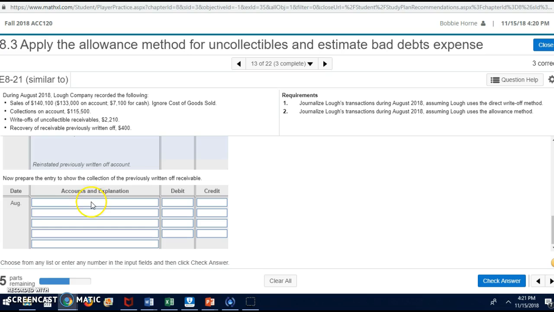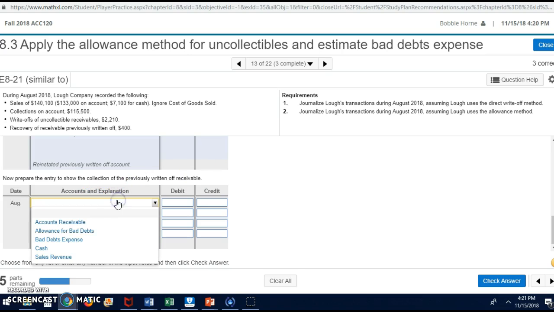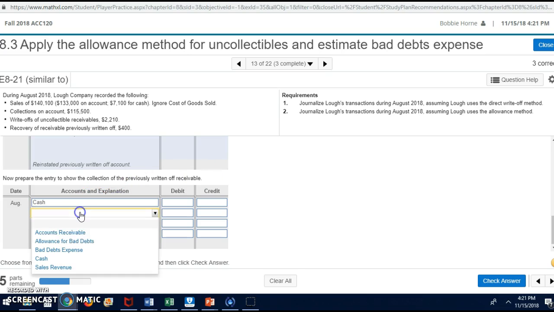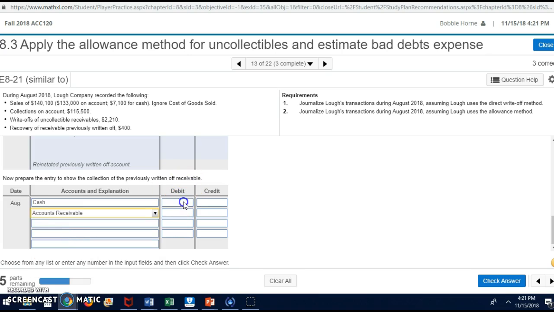And then we're collecting now. Since we reinstated it, we're receiving cash, and we're going to credit accounts receivable for the $400 we collected.